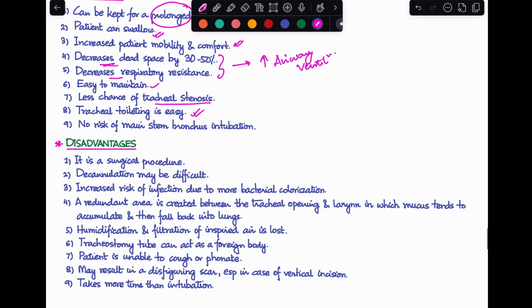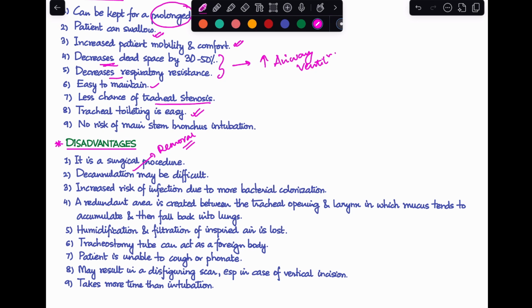Lastly, for today's class, we'll talk about the disadvantages of this. Now, tracheostomy is a proper surgical procedure, so it takes a lot more time than performing an intubation. Second, decannulation. Decannulation meaning when we are removing the tracheal tube. The decannulation sometimes can end up being difficult. I'll talk about this in a separate video where I discuss decannulation and the different causes for difficult decannulation. Third disadvantage is that performing a tracheostomy leads to increased risk of infection because there is more bacterial colonization occurring here.